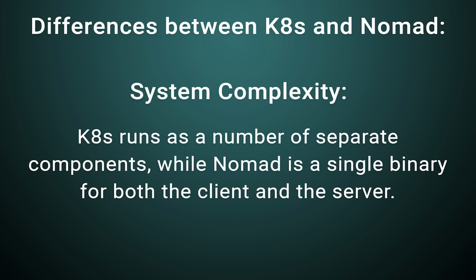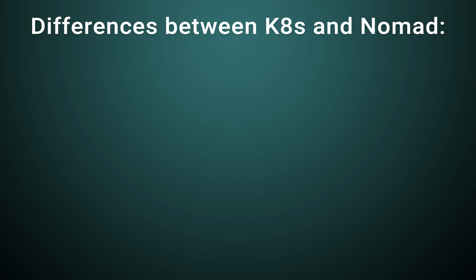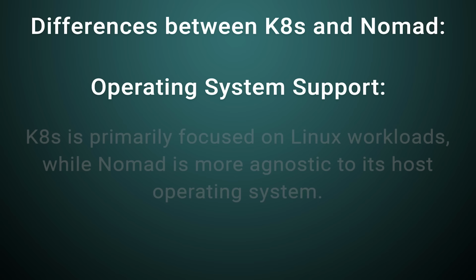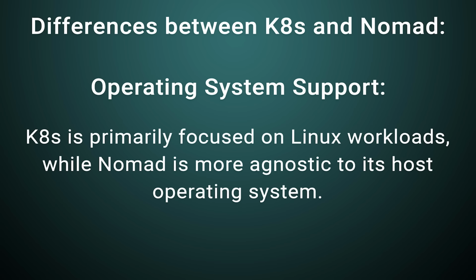System complexity. Kubernetes runs as a number of separate components: the Kube API server, the Kube scheduler, the Kube controller manager, and etcd on the control plane nodes, and then the kubelet and the Kube proxy on the worker nodes, while Nomad is just a single binary for both the client and the server. Operating system support. While Kubernetes does support Windows, it's primarily focused on Linux workloads, while Nomad is a bit more agnostic to its host operating system.